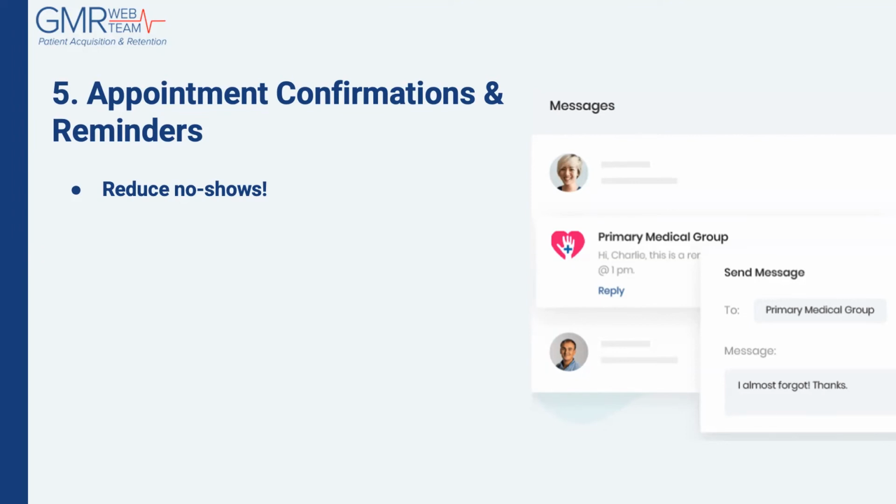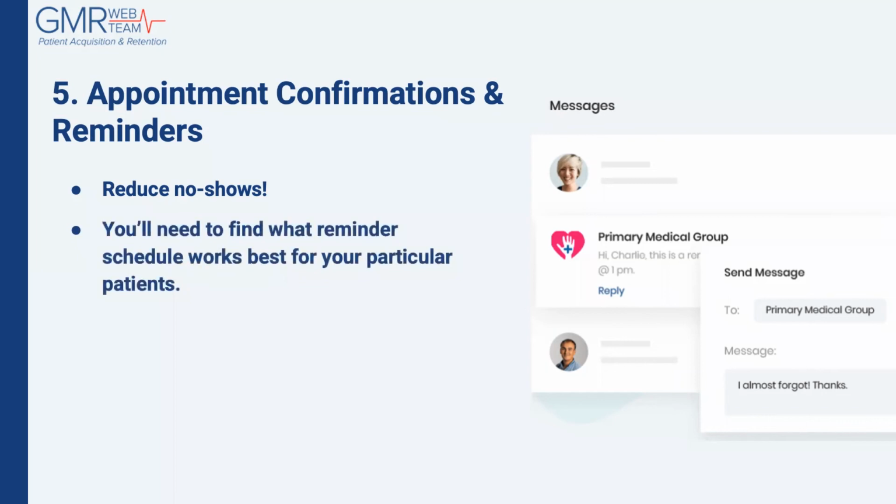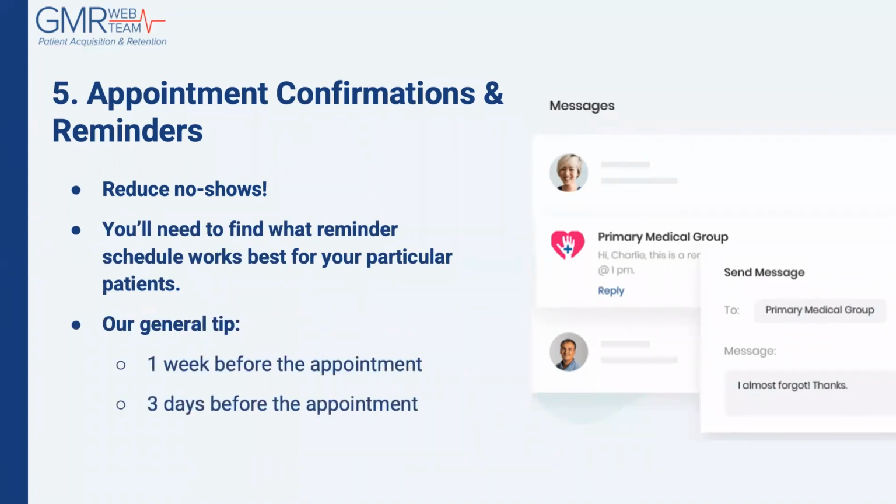I know a lot of practices call, so that can definitely work. But like I said, if you're a high volume practice, you want your staff to spend their time on other things, so having an automated system is best. You'll want to find what schedule works best for your particular patients. In general, I recommend about 3 reminders: 1 week before, 3 days before, and then of course a day before their appointment. Obviously, if patients confirm, you don't need to send them any more reminders.